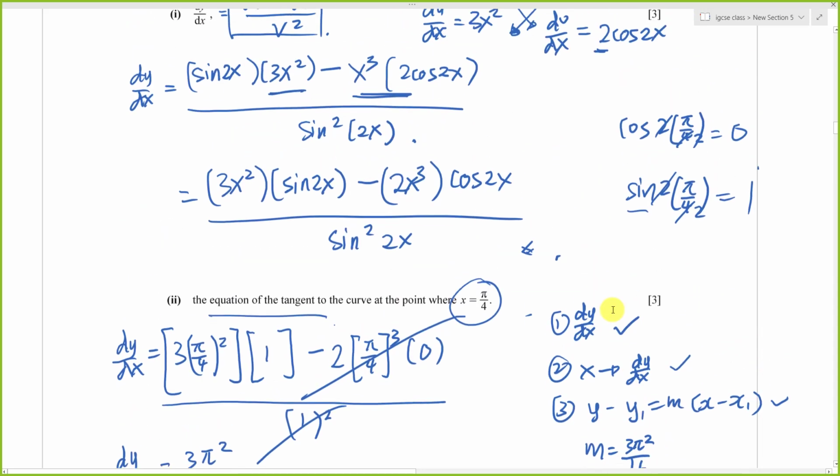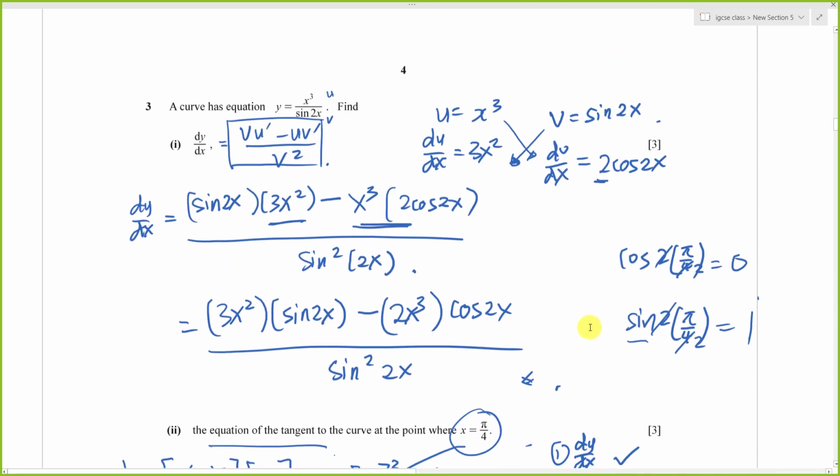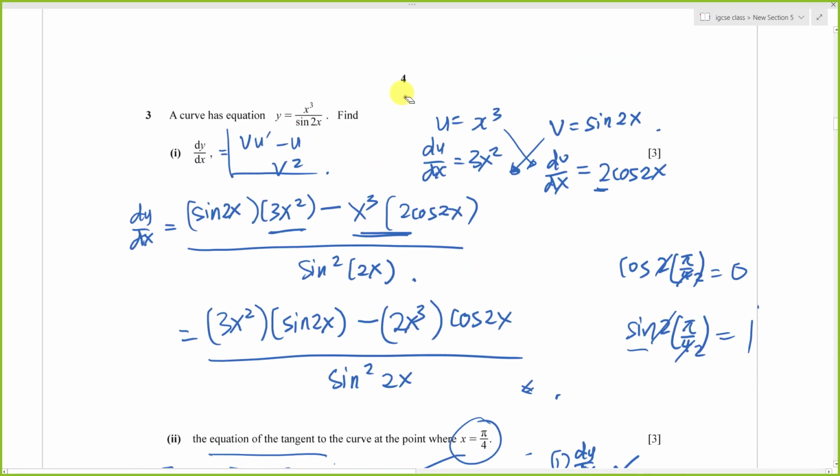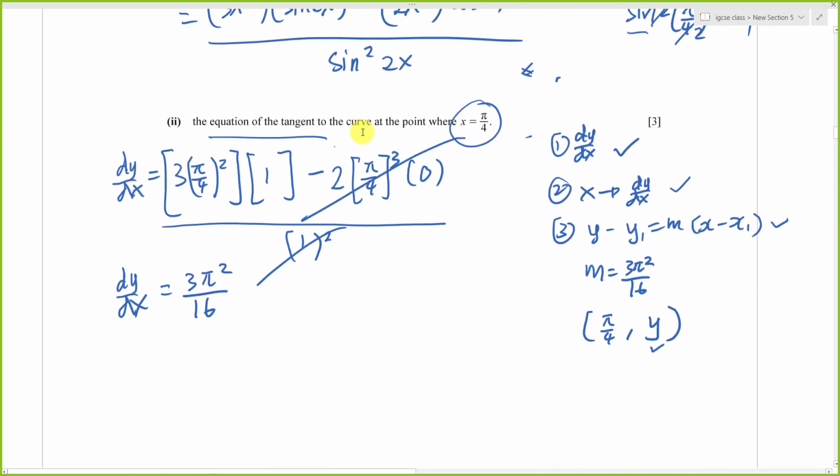So I will sub pi over 4 into my original equation, which is here. So y will equal pi over 4 cubed over sine 2 times pi over 4, which is 1, right? We just did it just now. So my y is basically pi cubed over 64. Okay, then I will just write it down. This is pi cubed over 64.